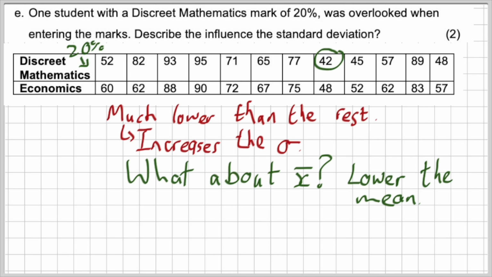Ladies and gentlemen, I hope you enjoyed these videos about stats, about how we're going to ask stats. Definitely ogives, definitely box and whisker diagrams, and they are going to ask you about standard deviation. Guaranteed.